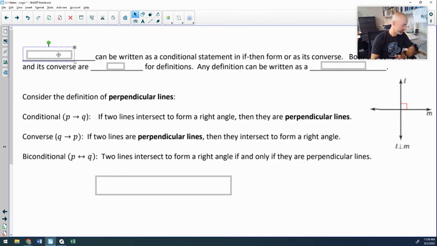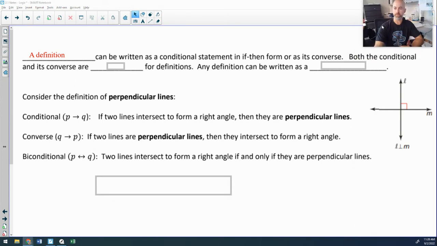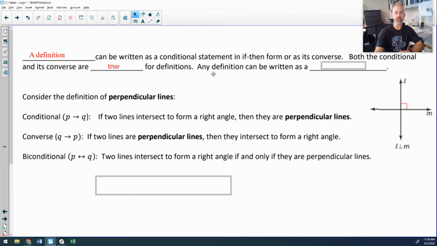So a definition, if something is a definition, then it can be written as a conditional statement, if-then form, or as its converse. So both the conditional and its converse would be true for definitions. And this kind of goes back to the biconditional. A biconditional would be a definition. So going back to that example we had earlier with even numbers and being divisible by 2, that kind of is the definition of even. If something is even, it's divisible by 2. That's the definition. So we could write that as a biconditional. A number is even if and only if it is divisible by 2.